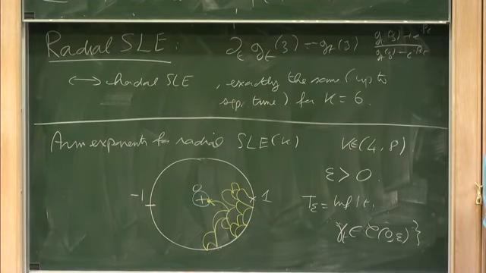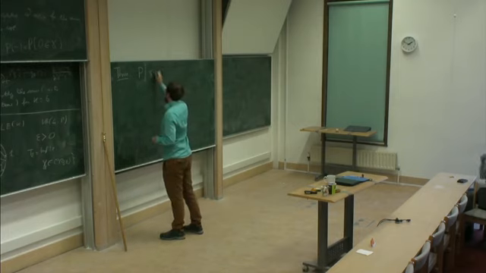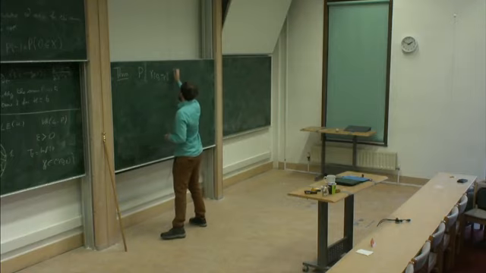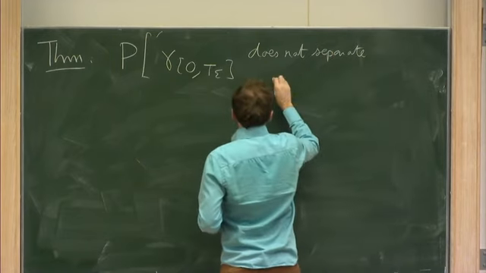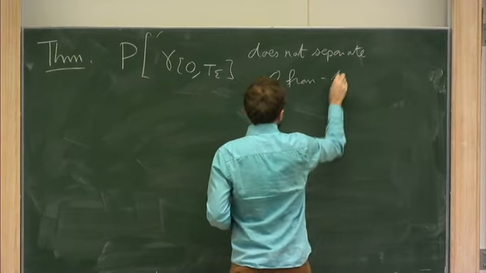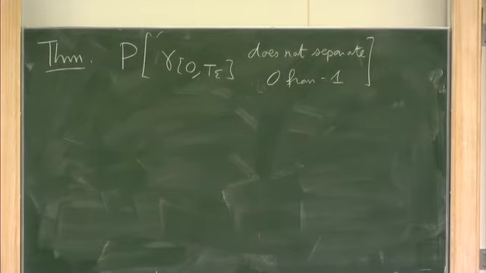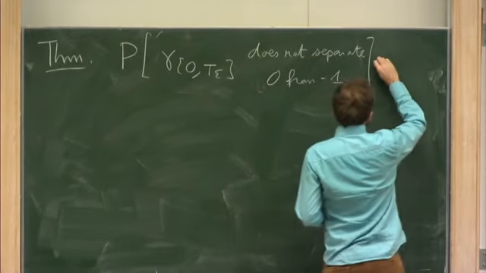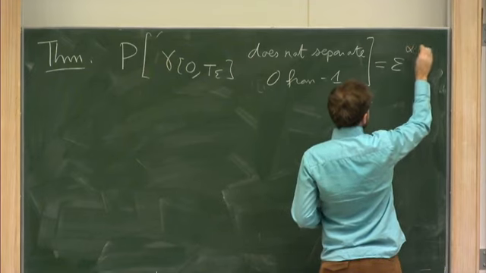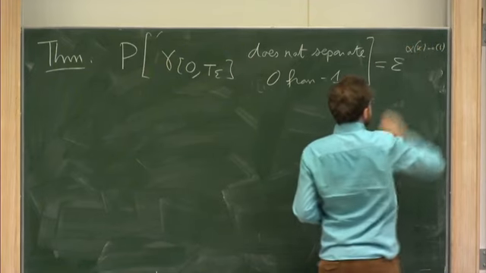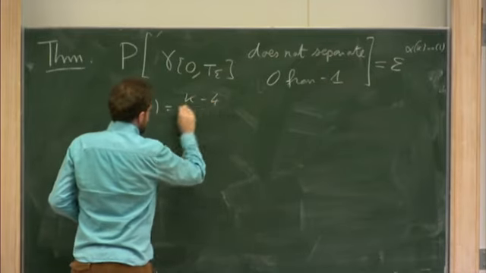Okay, so the statement is this, that I want to prove. The probability that gamma between 0 and t epsilon does not separate 0 from -1, so this is what I will call the non-disconnection event, behaves like epsilon to the power alpha of kappa, plus or minus O of 1, and alpha of kappa is (kappa minus 4) over 8.